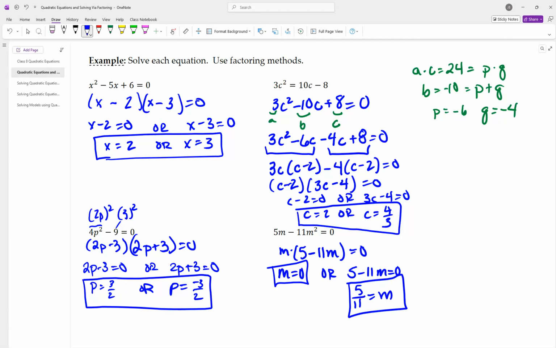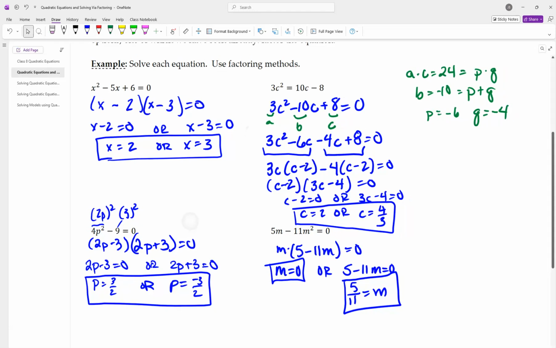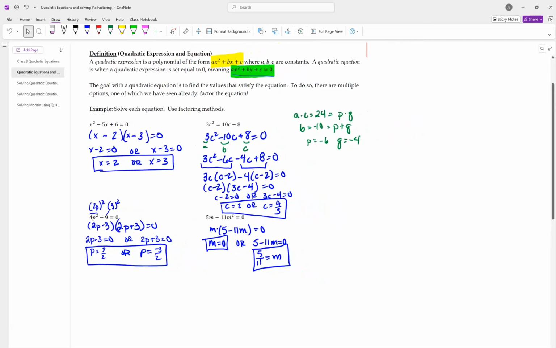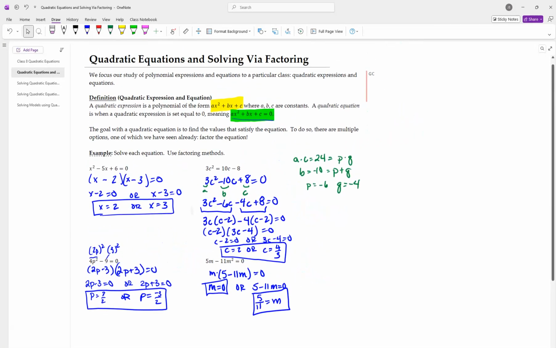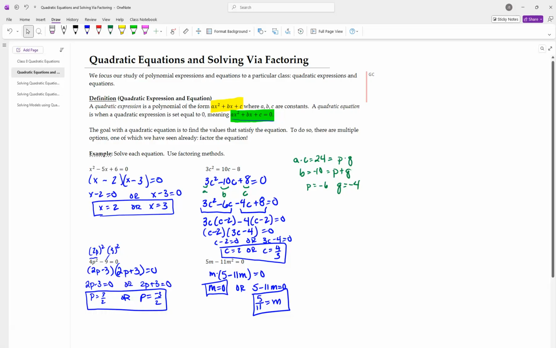Okay, so one way to solve a quadratic equation that we've already kind of seen is to solve it using factoring methods. The next video will introduce another technique.